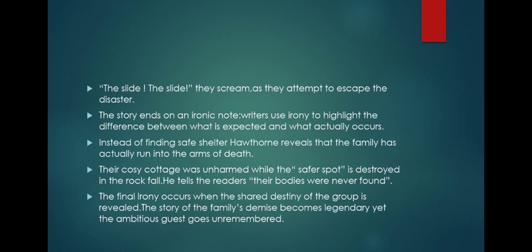The family becomes famous, but the person who wants to become famous, remember the young guest, he was expressing his ambition to become famous, to build a monument of himself before he dies, right? So instead of him getting famous, the family gets famous, legendary, and the ambitious guest goes unremembered. That means the world did not notice this young guest, the life of the young guest.